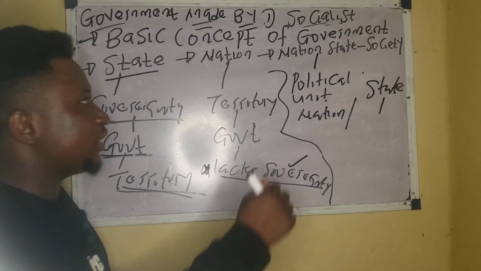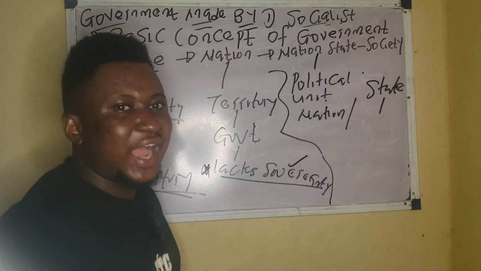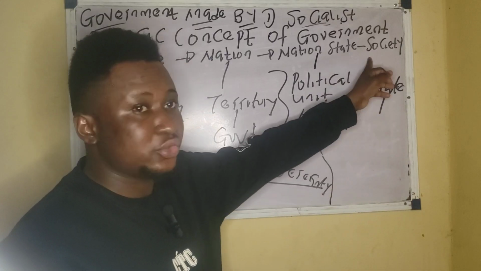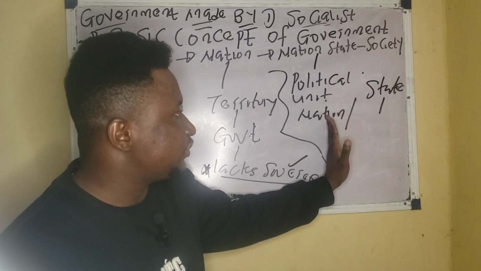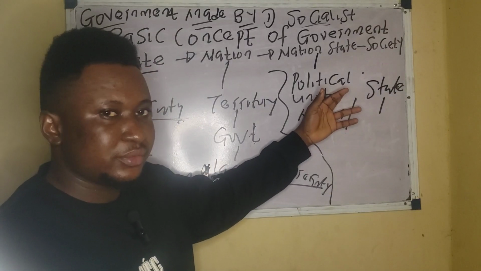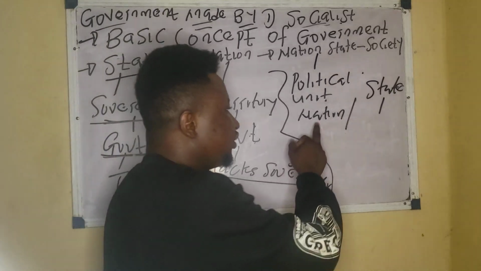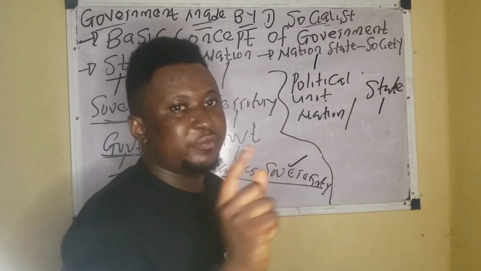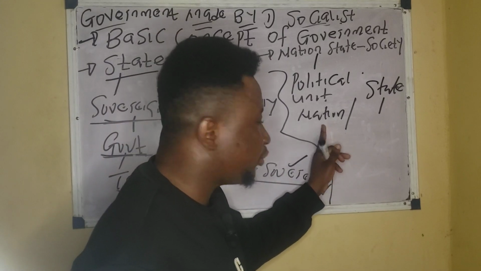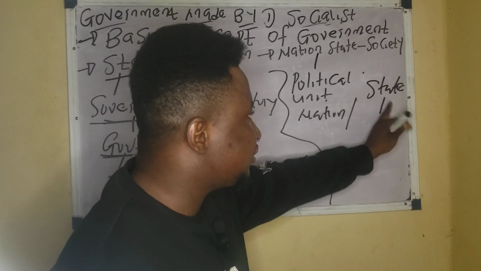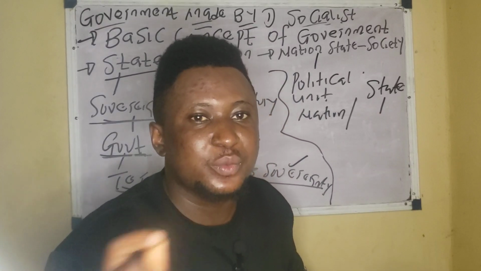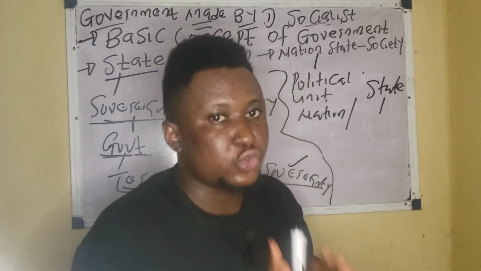In other words, you can see a question like this, class: which of the following has the attribute of a state and a nation? The answer to that question is nation state. So a nation state has the attribute of a nation and the attribute of a state. It's a political unit that combines a nation, a group of people sharing a common identity, with a state, a sovereign government with defined territory and the presence of sovereignty.